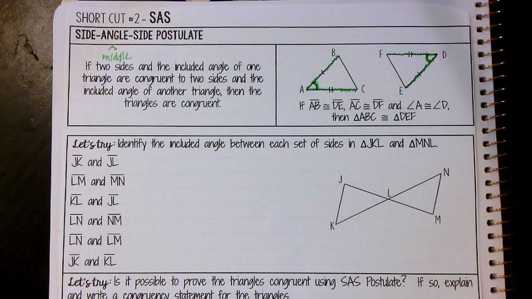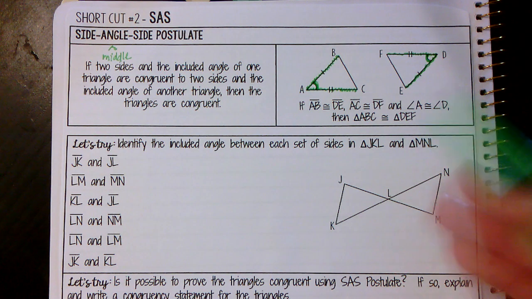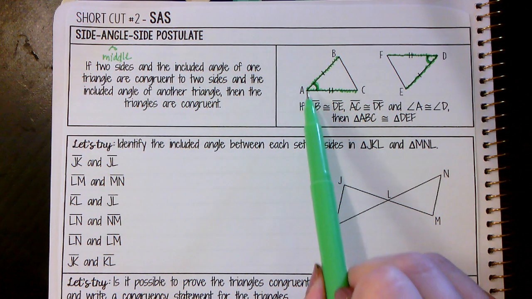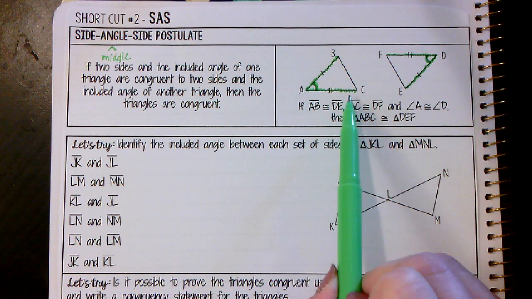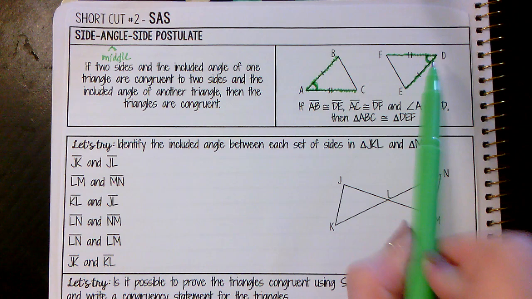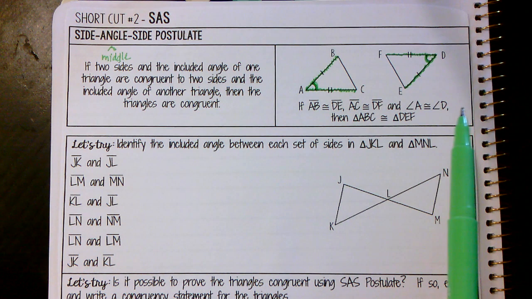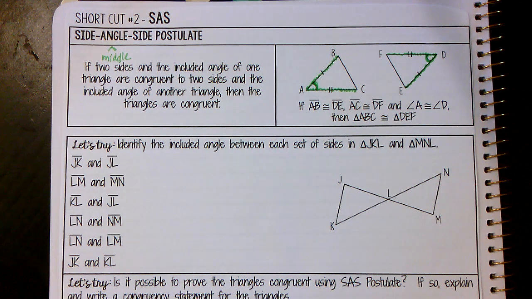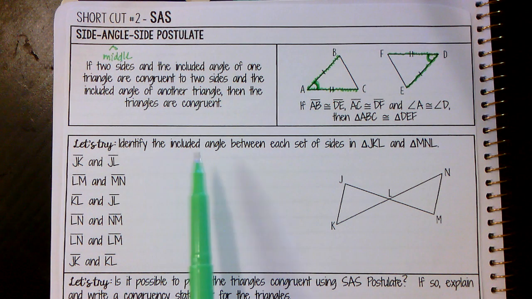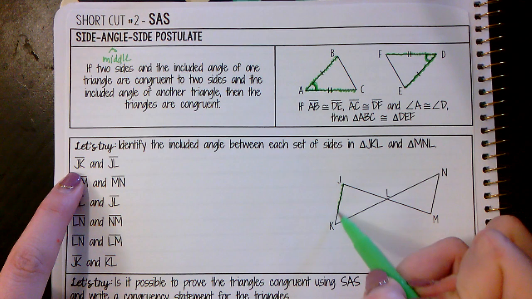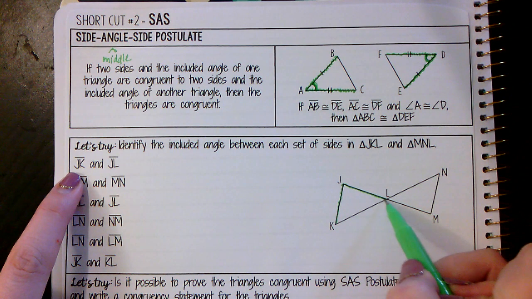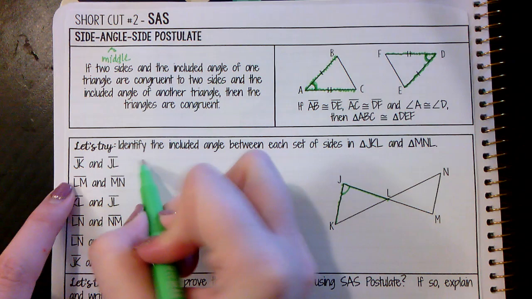So if we look at this based on the information given to us, we know that side AB right here is congruent to DE, AC is congruent to DF, and the angle A is congruent to the angle D. So therefore, both triangles are congruent, just from that information. So it's asking us down here to identify the included angle between each set of sides. So between JK, I'm going to run out of colors, JK and JL is angle J.